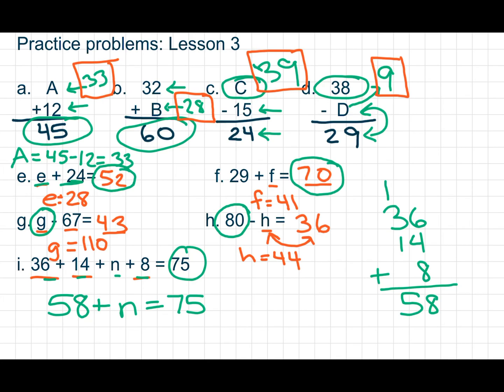So here is our fact family, 58, n, and 75. All right, with 75 still being the whole and these being the parts of the whole. So I just subtract the 58 part of the whole, and I get n equals 17. Okay, and that is the whole minus the part 58.